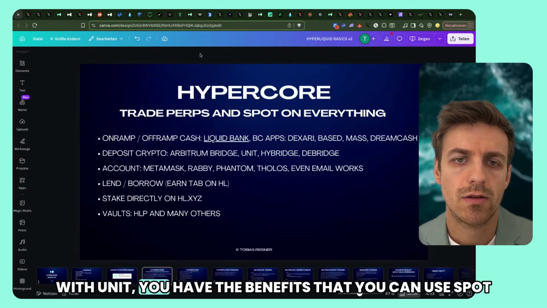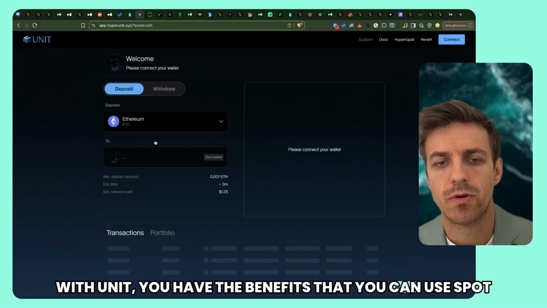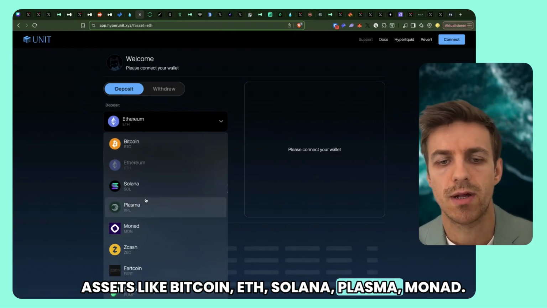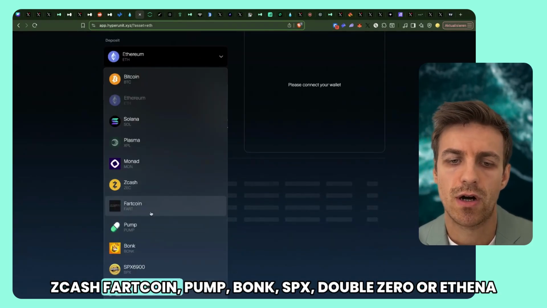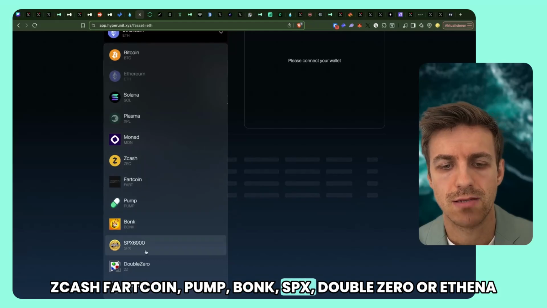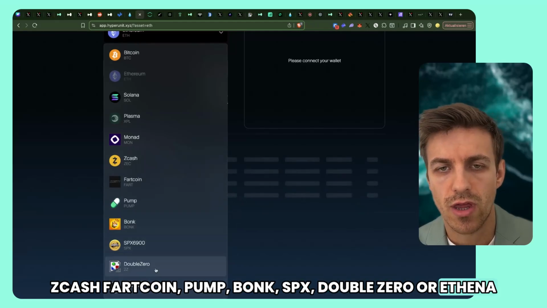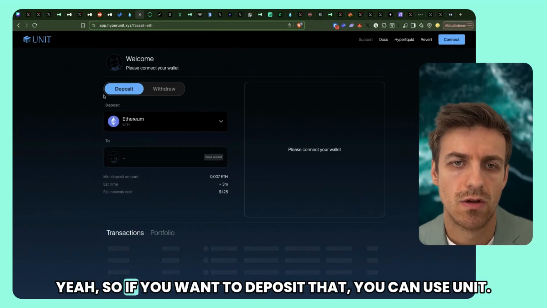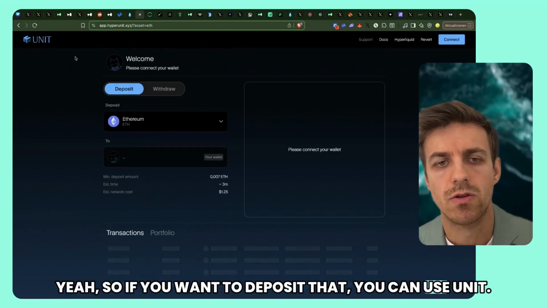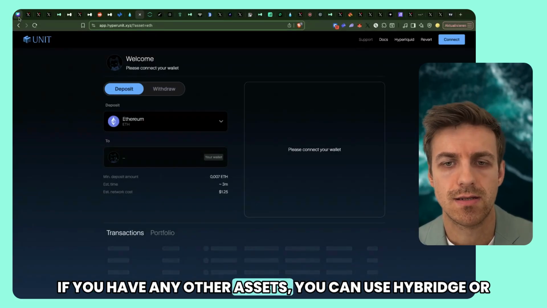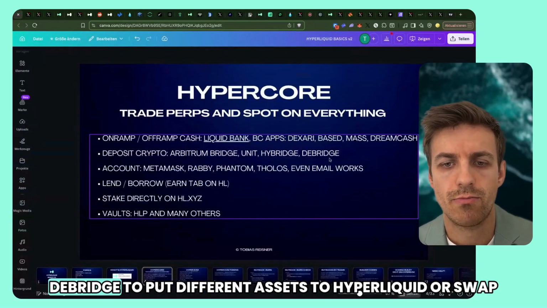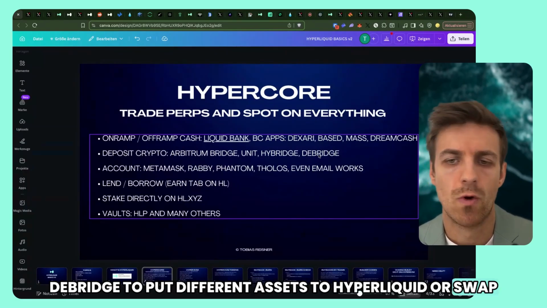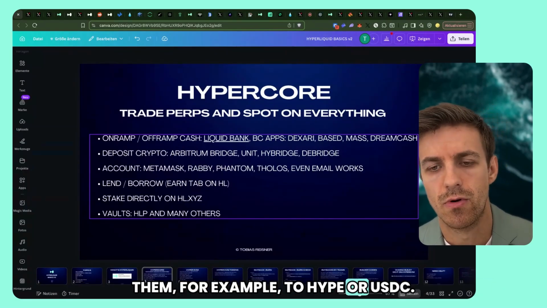With Unit, you have the benefit that you can use spot assets like Bitcoin, ETH, Solana, Plasma, Monad, Zcash, Filecoin, Pump, Bonk, SPX, or Ethereum. Those are the assets that are right now supported by Unit. So if you want to deposit those, you can use Unit. If you have any other assets, you can use Hybrid or D-bridge to put different assets onto Hyperliquid or swap them, for example, to HYPE or USDC.